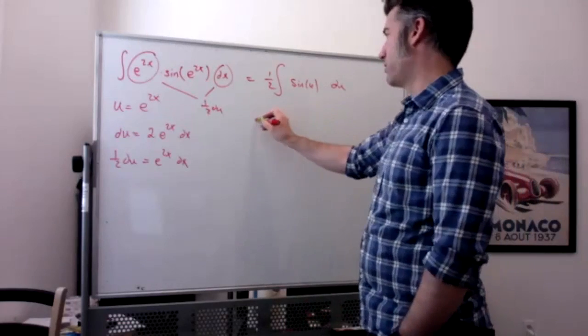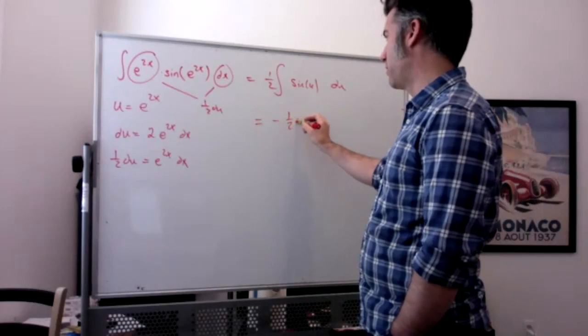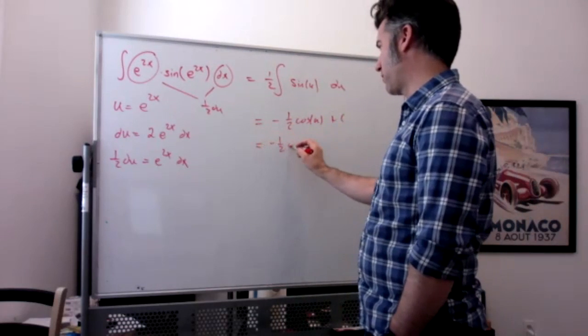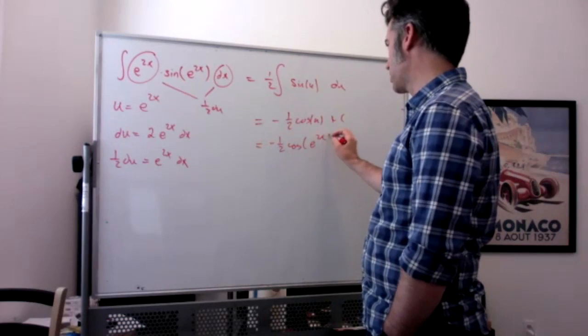So the integral of sine of u is negative cosine of u. So we get negative 1/2 cosine of e to the 2x.